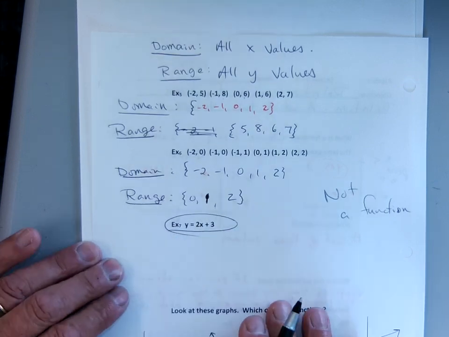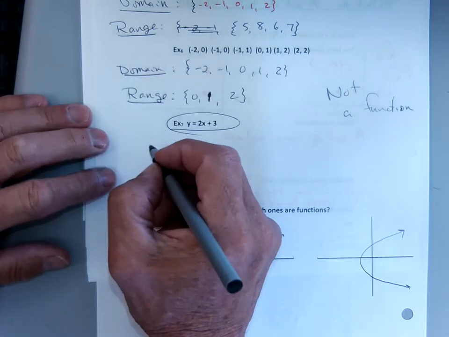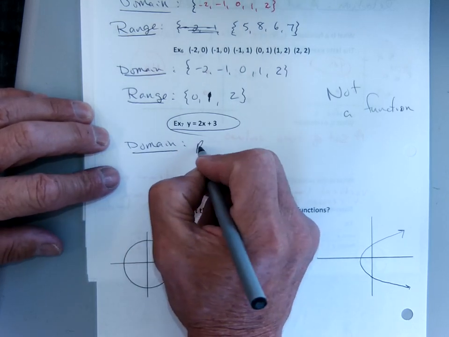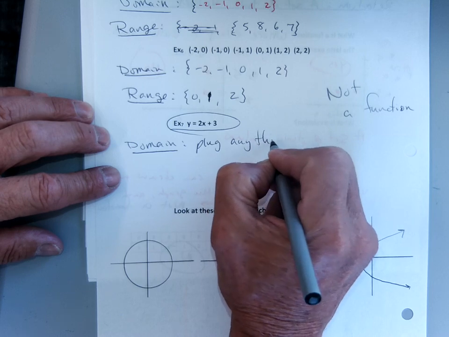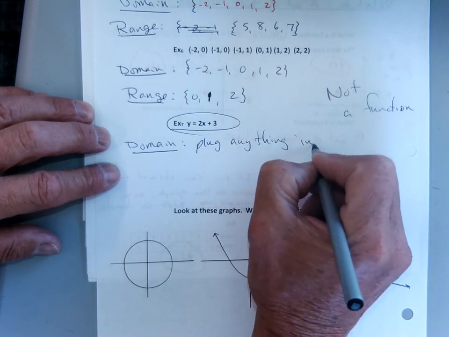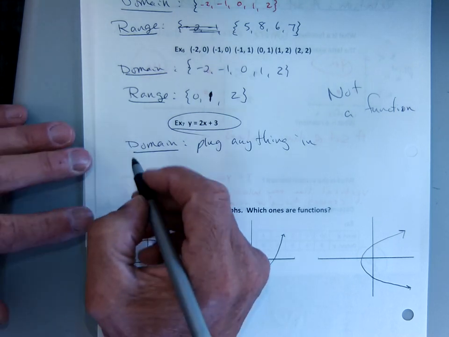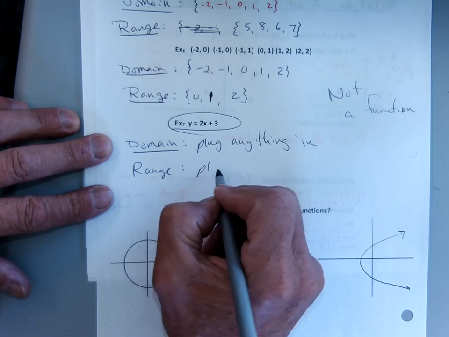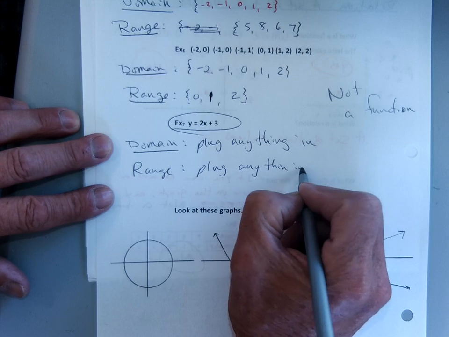Example 7, and this is where we want to get to. And I don't know if you guys did this last year or not. So we want to create a domain. We can plug anything in. We can create a range. We can plug anything in.